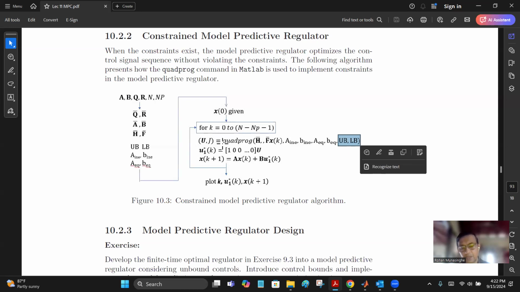Then this optimization algorithm will take care of the constraints. If it calculates something and eventually gets something bigger than the upper bound or lower than the lower bound, it will recalculate it to the limits.